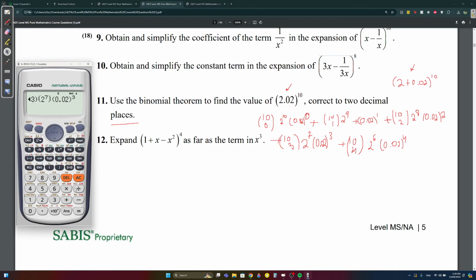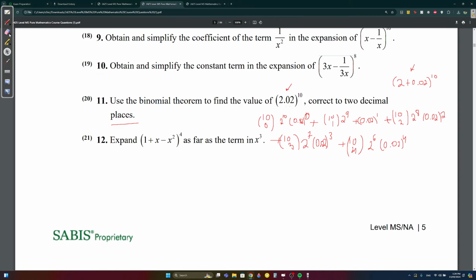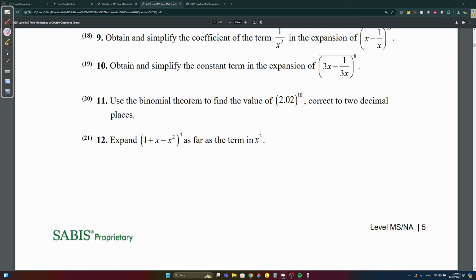Okay, plus 10c4, 2 to the power of 6, 0.02 to the power of 4. You get this, okay? So to two decimal places, 1.13. Question 12. Expand this as far as the term in x cubed.